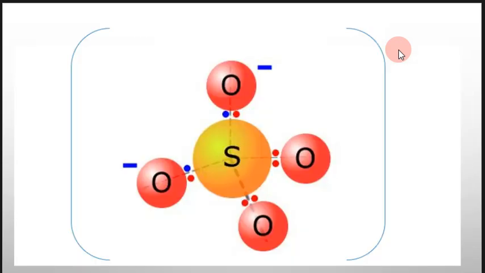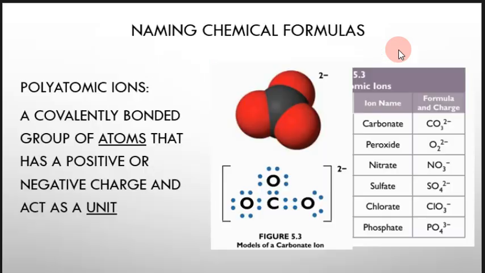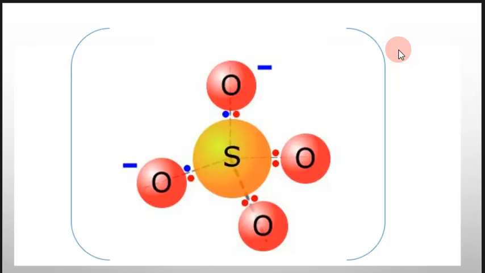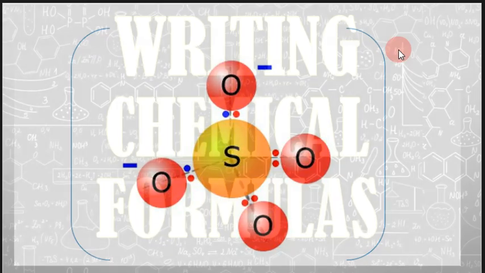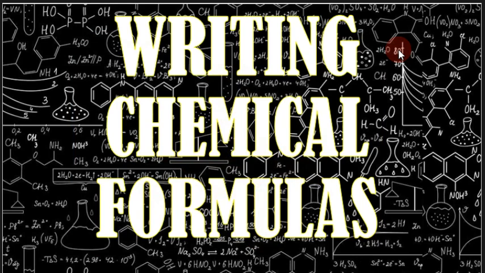Here we have SO4 with -2. The way this should be written is with parentheses and then the 2- here, and then we wouldn't have to put those negative signs right there. That's showing that the SO4 is an entire unit, and that's sulfate. That's the name of that polyatomic ion. The whole thing will travel together. Now we're getting to the meat of the lesson today.